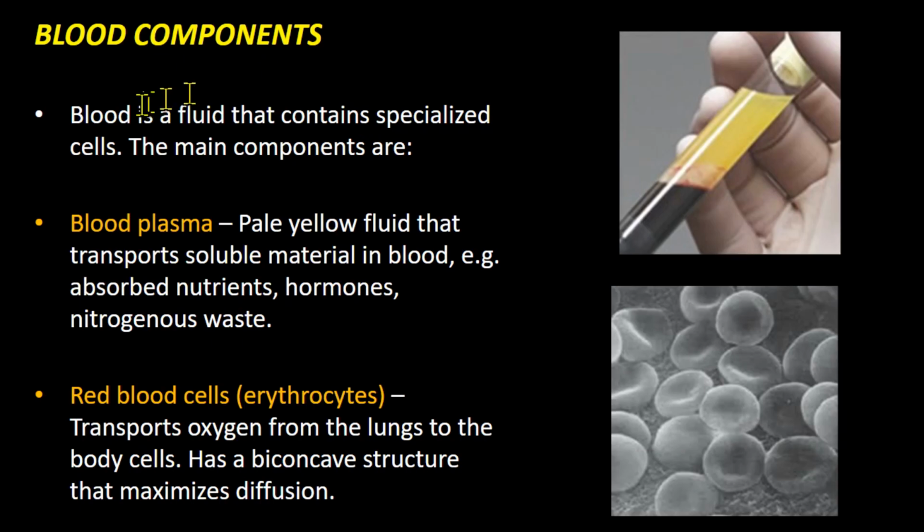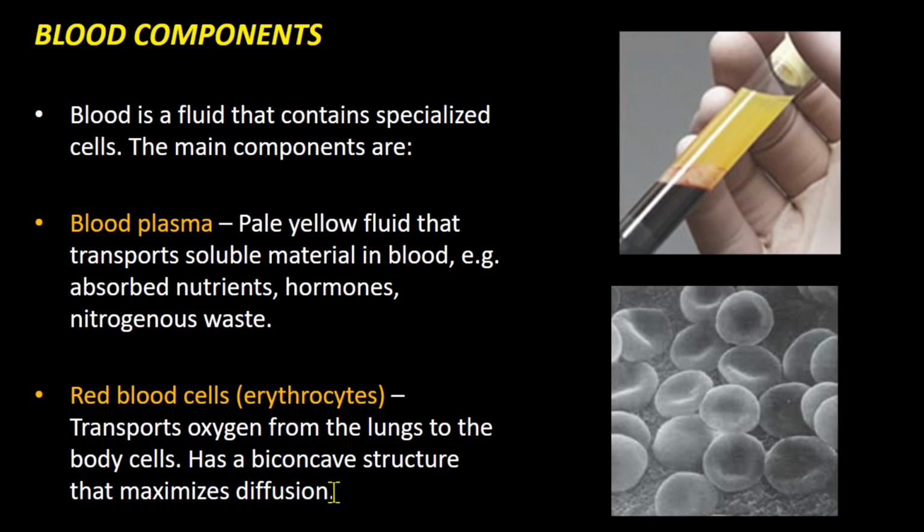Blood components. Well, blood is a fluid that contains specialized cells. This means that blood is a tissue. The main components of blood are blood plasma, which is a pale yellow fluid that transports soluble material in the blood. Examples would be any absorbed nutrients to be assimilated into cells, hormones, and nitrogenous waste. Next, we have red blood cells, or erythrocytes, and these transport oxygen from the lungs to the body cells, such as muscle cells. They have a biconcave structure that maximizes diffusion.